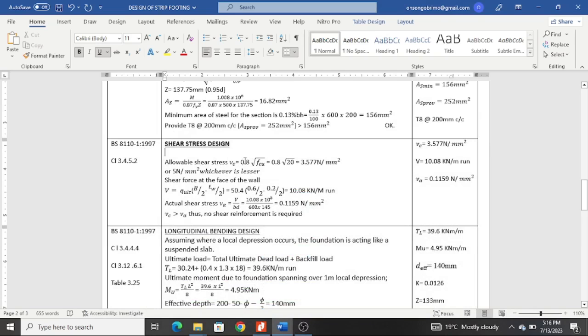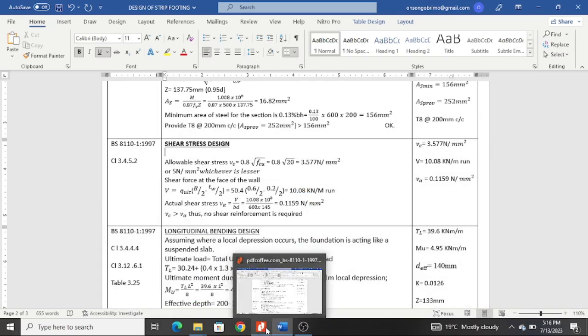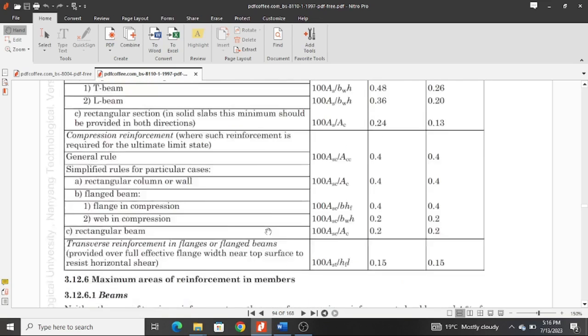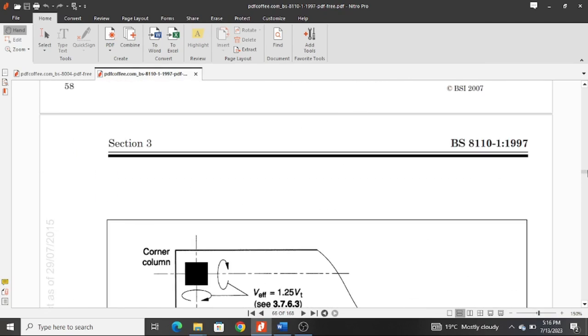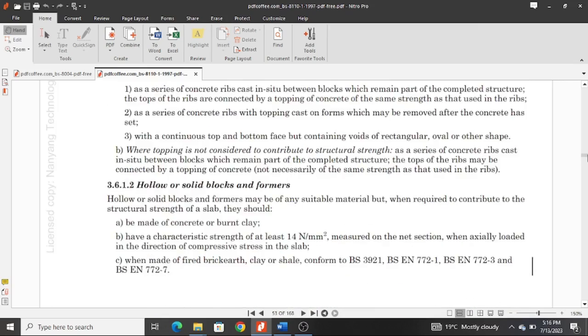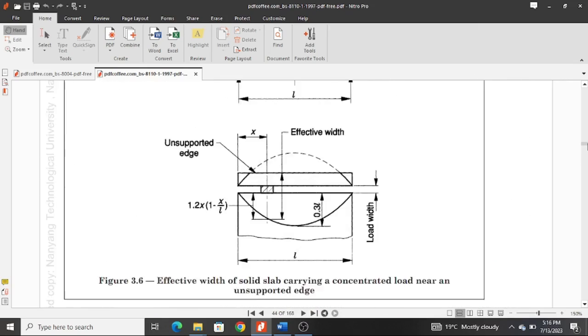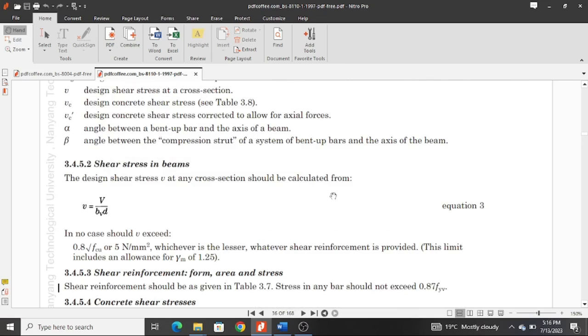Then you have this formula. We can go to clause 3.4.5.2. Right here. So shear stress in beams, the design shear stress V at any closed section should be calculated from this relationship, and in no case should V exceed this or that.